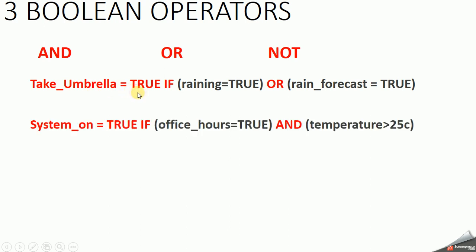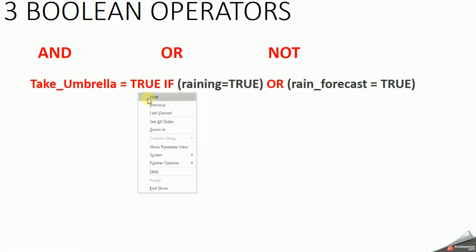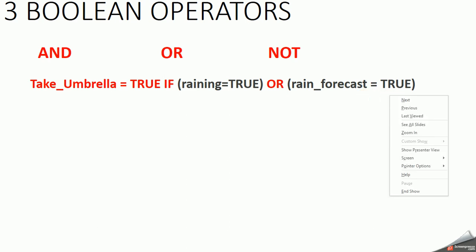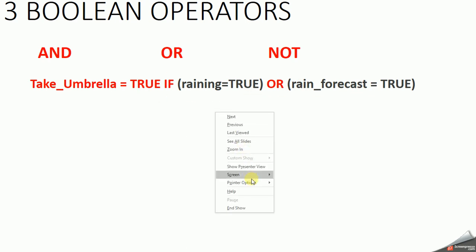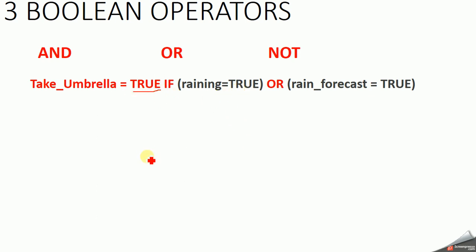And we're going to do it, well, my bad. We're going to do it, let me just get my pointer out. If this is true. So we're going to do it if it's raining or the weather forecast is going to rain. If one of those two things is true, then this will become true. So let me show you. You look outside, it's raining. Automatically, that will become true.